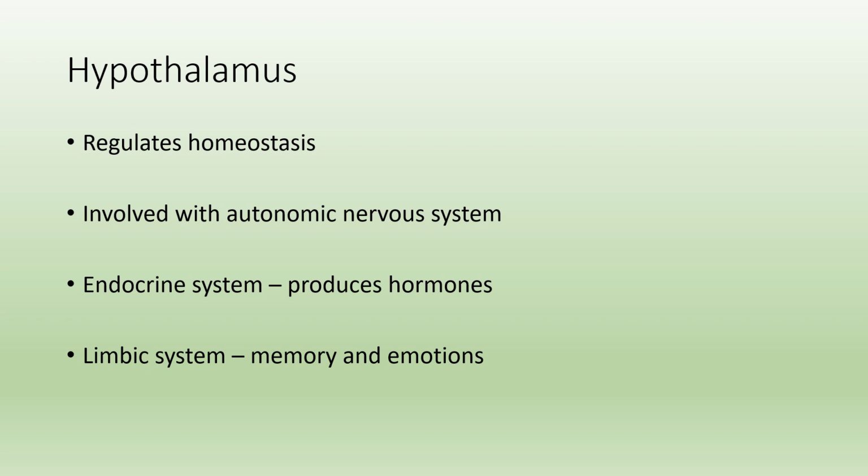It is involved with the autonomic nervous system, so you don't have control over it. It is involved with the endocrine system in that it does actually produce a couple of hormones, and then it also regulates the release of other hormones from some of your other endocrine glands. It's also involved with the limbic system, which, as I mentioned earlier, has to do with memory and emotions. So the hypothalamus is a perfect example of something that has basically multiple jobs, multiple hats that it has to wear. It's involved in many different systems, and you see that interconnection then between the systems.